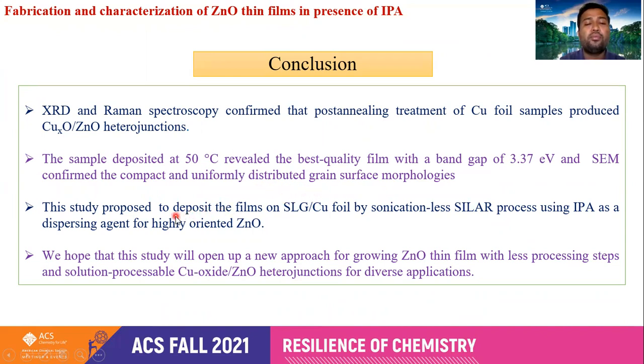And this study proposed to deposit the films on soda-lime glass substrates and copper foil substrates by a sonication-less sealer process, that means without a sonication process, using isopropyl alcohol as a dispersion agent for highly oriented zinc oxide thin films. And we hope that this study will open up a new approach for growing zinc oxide thin films with fewer processing steps and solution-processable copper oxide-zinc oxide heterojunctions for diverse applications.